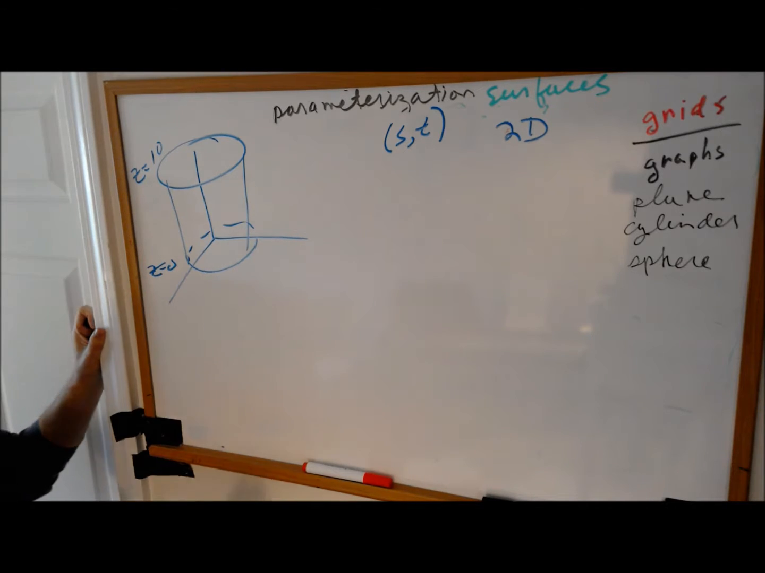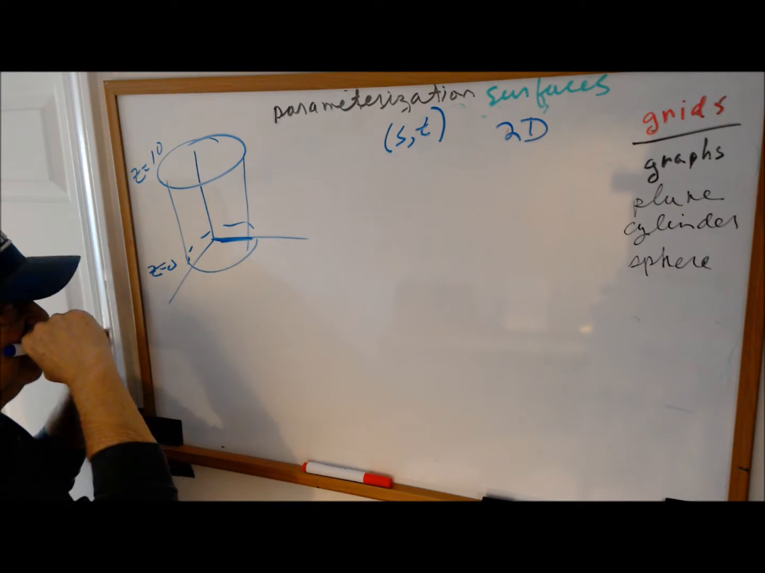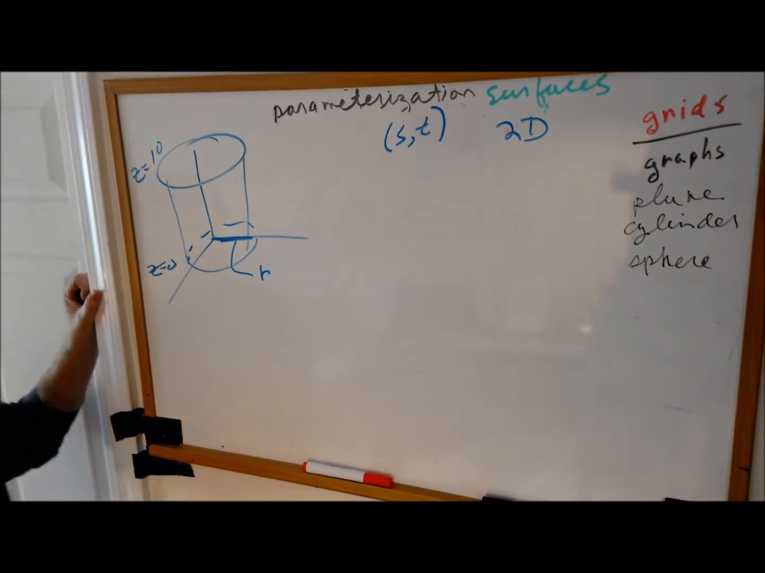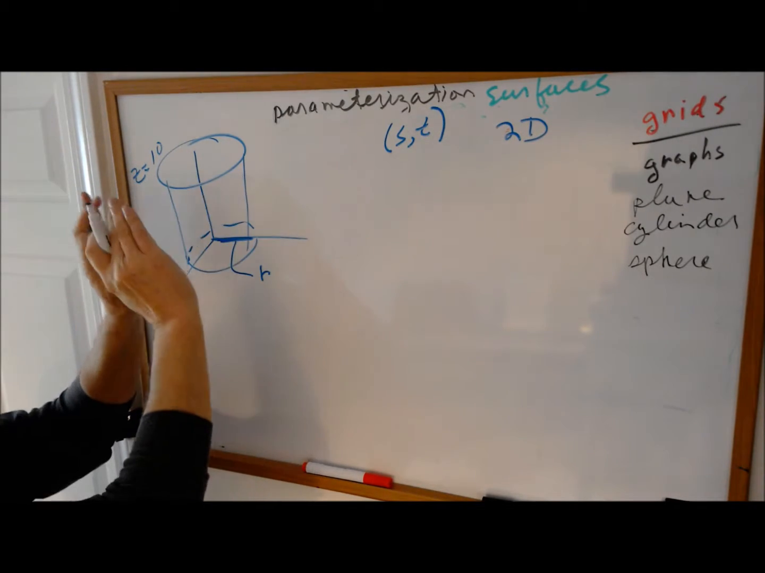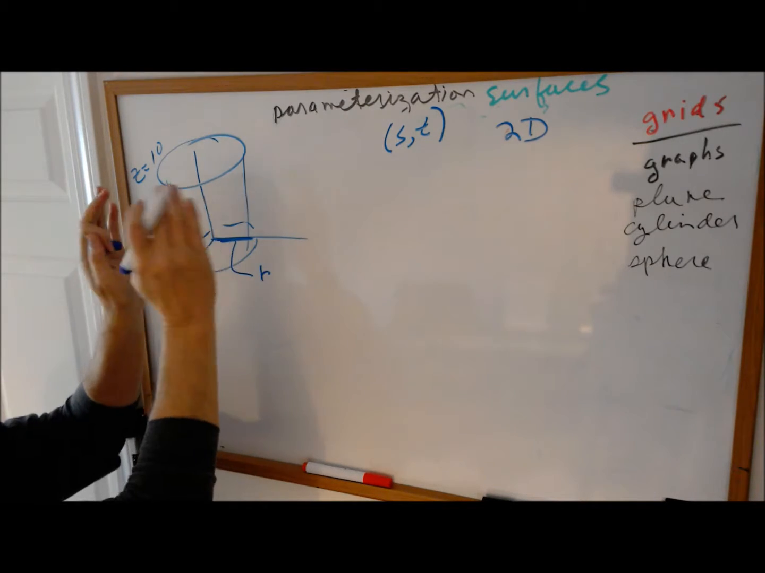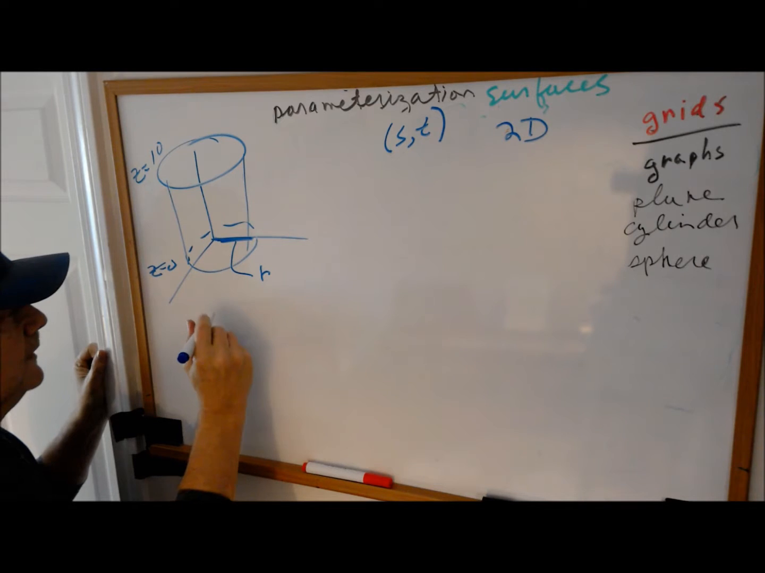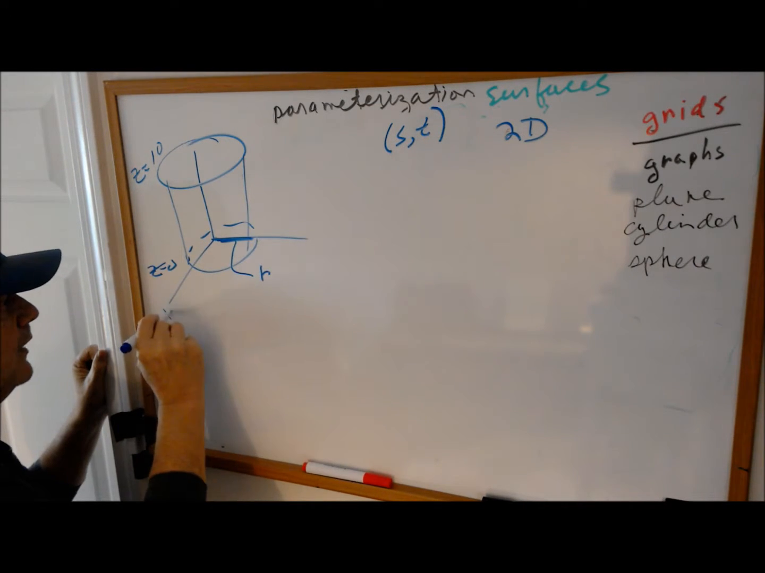Okay? And the cylinder is going to have a radius. So let's let that radius be, well, we can make it r. Okay, so how would we parameterize the surface of that cylinder? Well, here's how it goes. Let's think about this circle here in the xy plane.